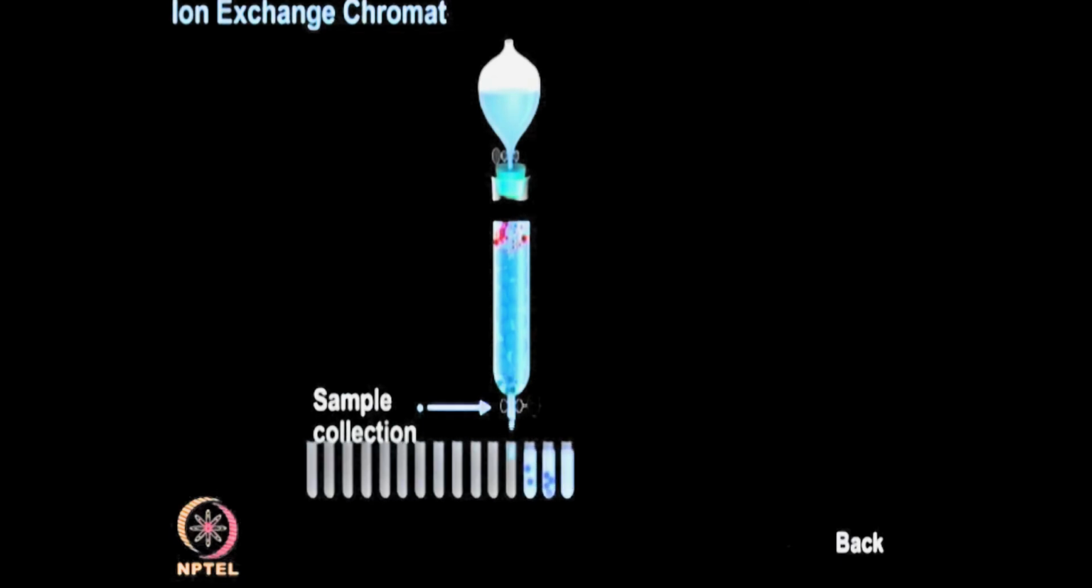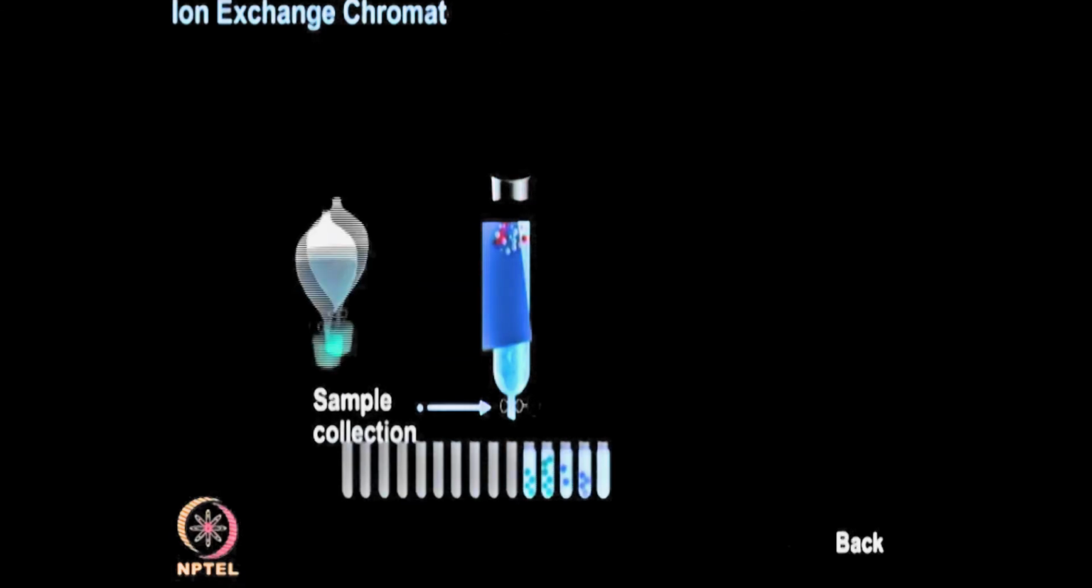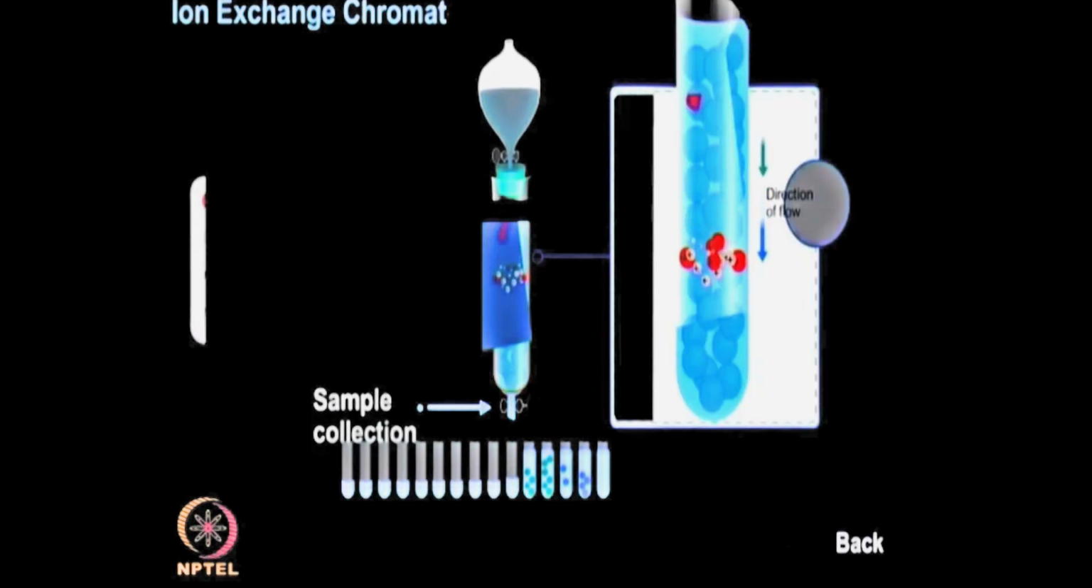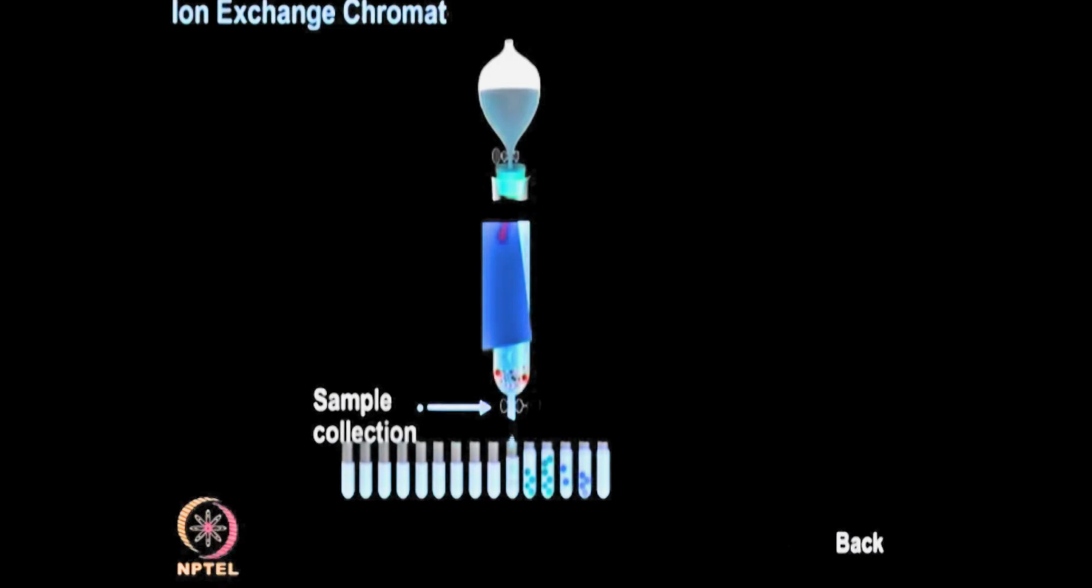The fractions of appropriate size must be collected and analyzed for their protein contents. The negatively charged proteins which get eluted first will be present in the initial fractions, while the positively charged proteins that bound to the column are eluted in later fractions. Once all the fractions are collected, the protein content can be analyzed by using a spectrophotometer.